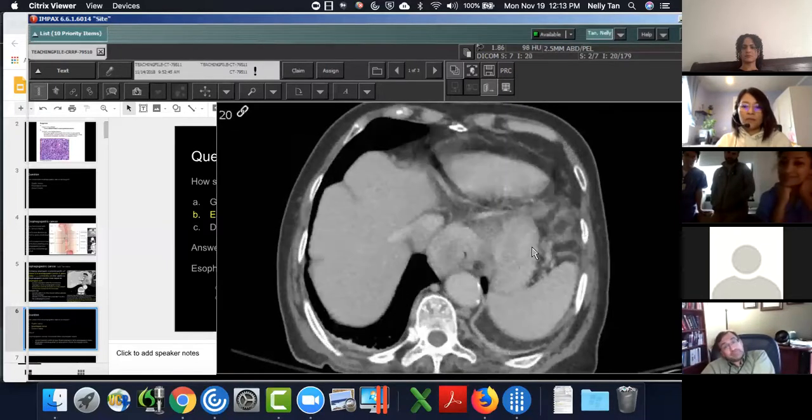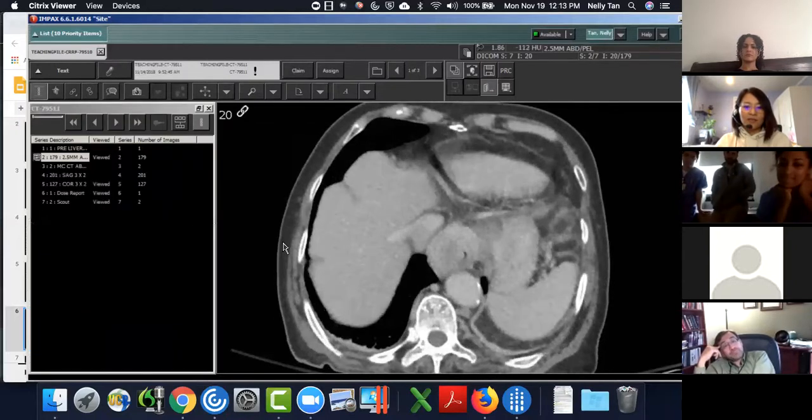Cool. So I think we're all in agreement, right? That this is an esophageal cancer, hopefully. That's all I have.